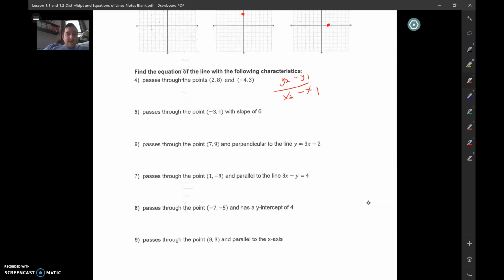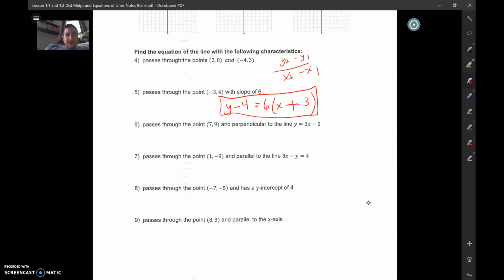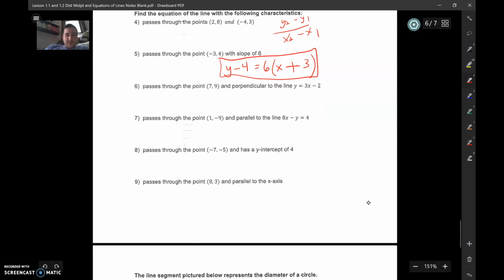So like on number 5, where they give you the slope, you even do less work than on number 4, because on number 5, if they give me the slope is 6 and they give me a coordinate, I'm going to say y minus my y coordinate equals my slope, times x minus my x coordinate, which when you ever have a double negative turns into a plus. So boom. You look at number 6, they want it to pass through this point and be perpendicular to that line. We talked about that. Perpendicular means opposite reciprocal slopes.